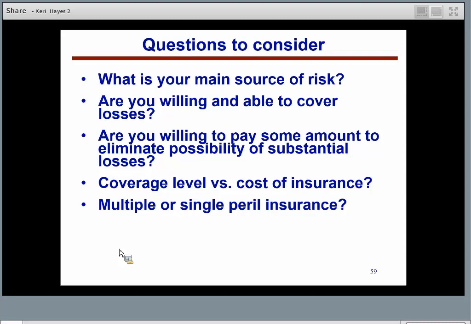So thinking about those 5 areas, I think, is an important way to get started on developing a solid risk management strategy.